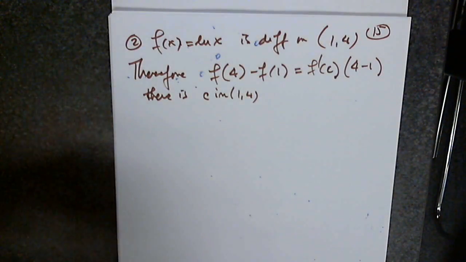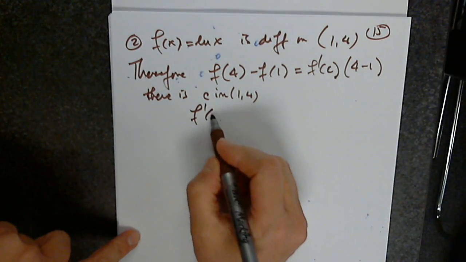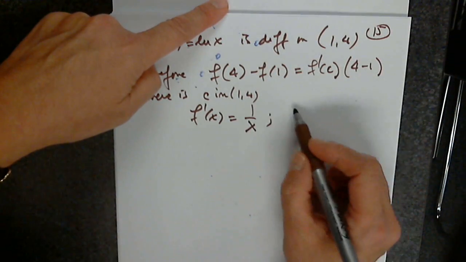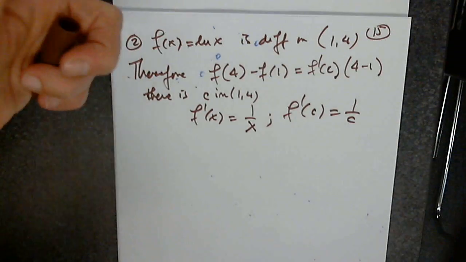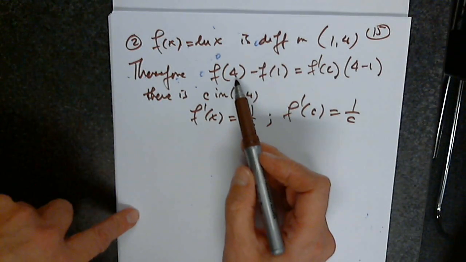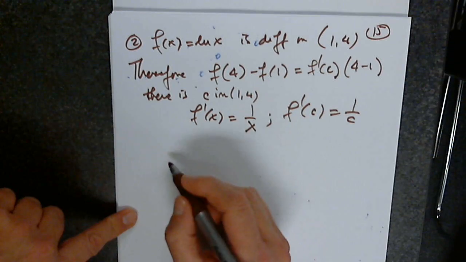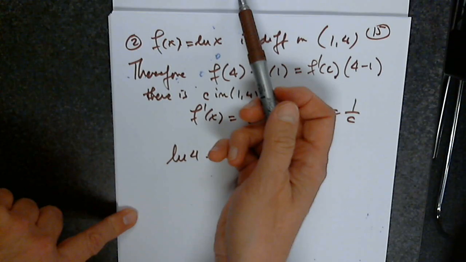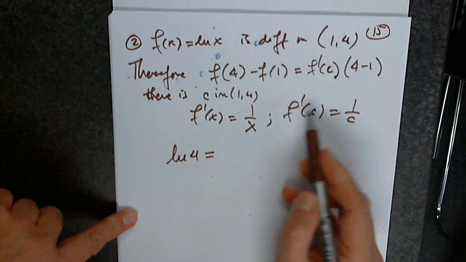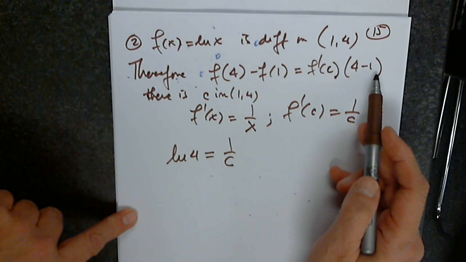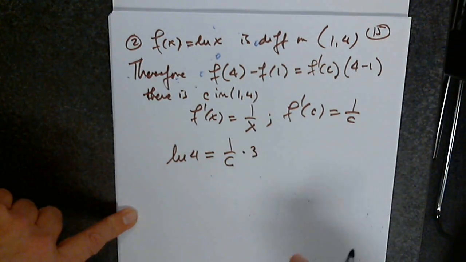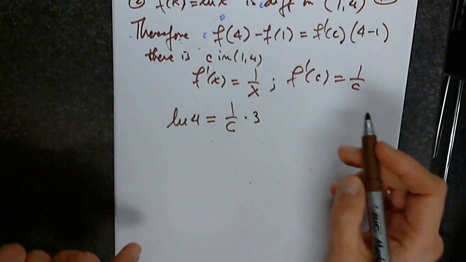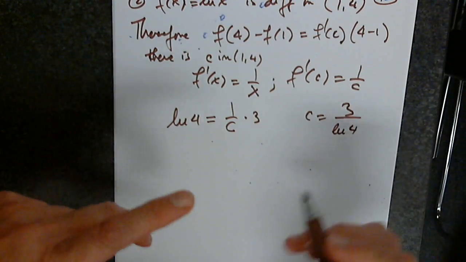I have to find f prime of c by finding f prime of x first. When I differentiate natural log, I get 1 over x. Well, when I have f prime of c, I get 1 over c. So I have to find f of 4. Well, f of 4 is natural log 4 minus. How much is natural log 1? 0. Perfect. Equals 1 over c. How much is 4 minus 1? Cross multiply, or just swap these two. I'm allowed to do that. So then c equals 3 divided by natural log 4.